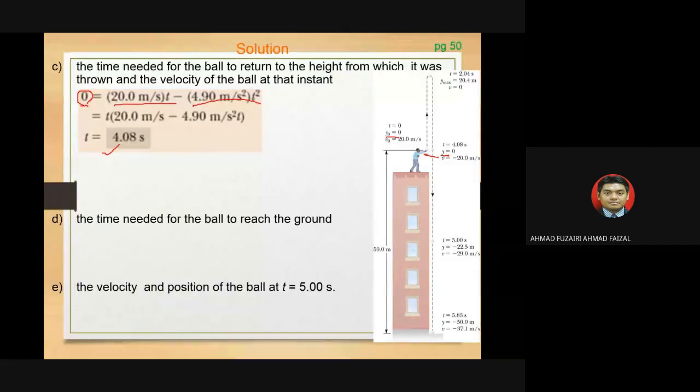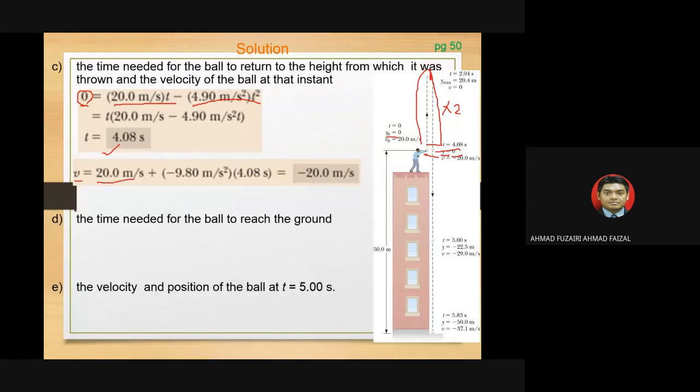Actually, there is another way to find t at this position. Because previously you found t at the maximum, right? Due to this symmetrical motion, when you have t at the maximum point, you can multiply by 2 and you will get t at this position. So, t will be 4.08 seconds. Now look at the velocity of the ball at that instant. You can use the equation v equals v0 plus at. Again, a is the gravitational acceleration, equal to negative 9.8 meters per second squared as gravity is always downward. So you get a negative value for velocity, which is negative 20 meters per second. Negative refers to the velocity of the ball being downward.